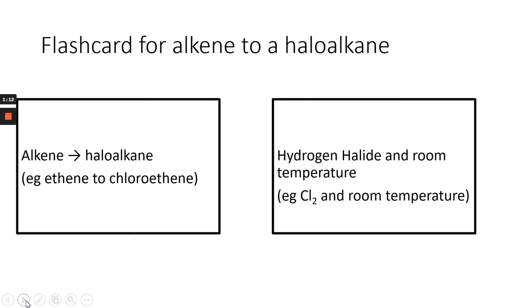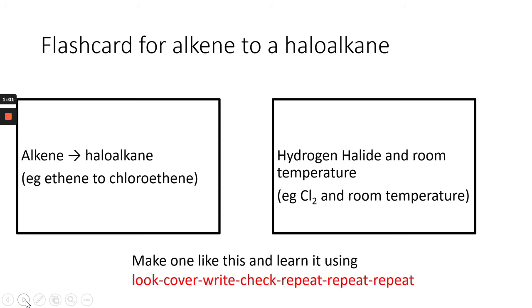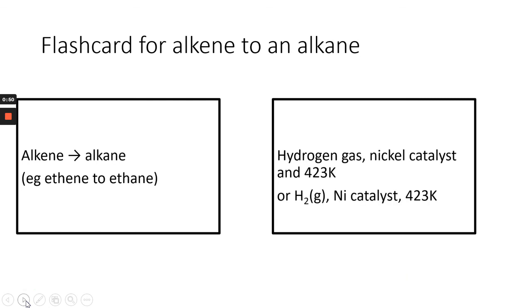So your flashcard for an alkene to a haloalkane will have the alkene to haloalkane on one side, and the conditions and the reagent on the other. So pause the clip and make one like this, and learn it using look, cover, write, check, repeat. So I'm now assuming that you've done that. Let's do it for this one as well.